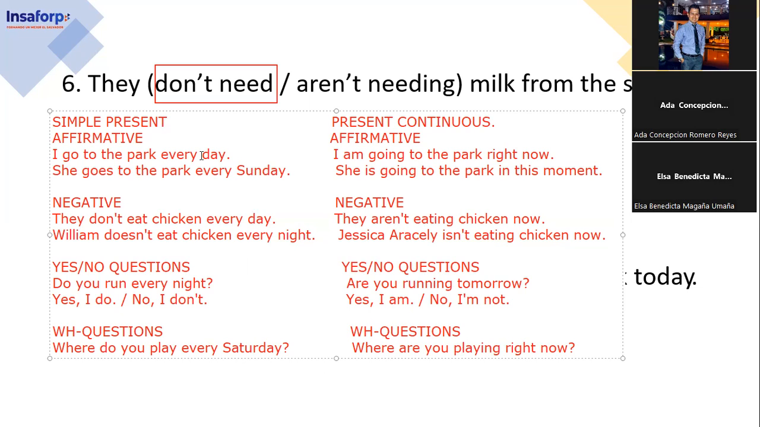En el presente simple siempre usamos expresiones que indican hábito, rutina, right? Y en el presente continuo, expresiones que indican que está sucediendo en este momento o que va a suceder en el futuro cercano, right? Right now, in this moment, now, tomorrow, etcétera, okay? Good.